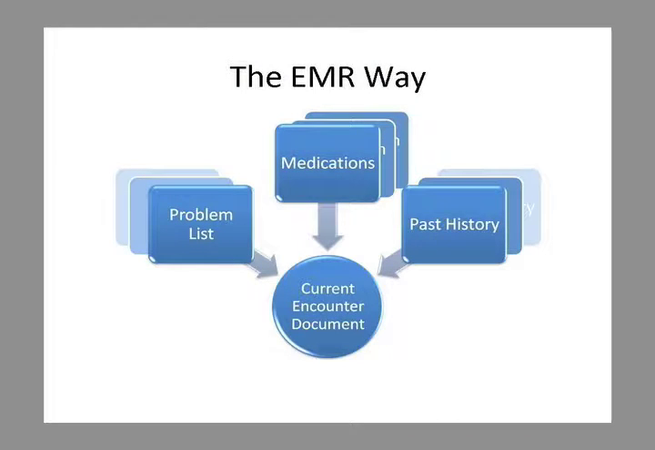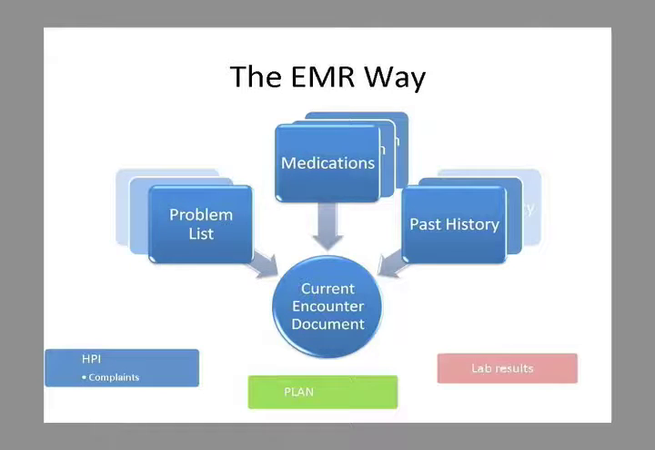So the EMR way of doing things. I have 3 levels of problem list flowing from the future to the current problem list. Same thing with medications and the past medical history. And I don't want them to be separate all the time. I want to capture them right now in my current encounter. Plus what happened today. And there's little boxes indicating that I'm going to have a plan and a history of present illness and maybe even some lab results.